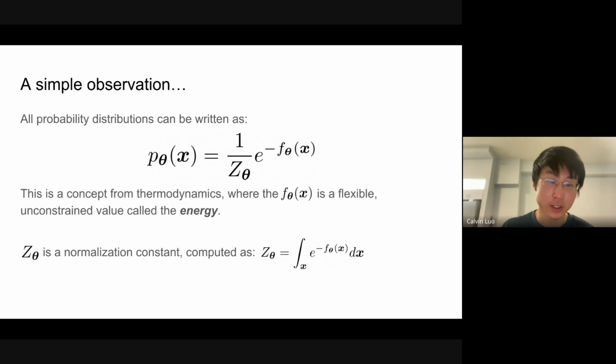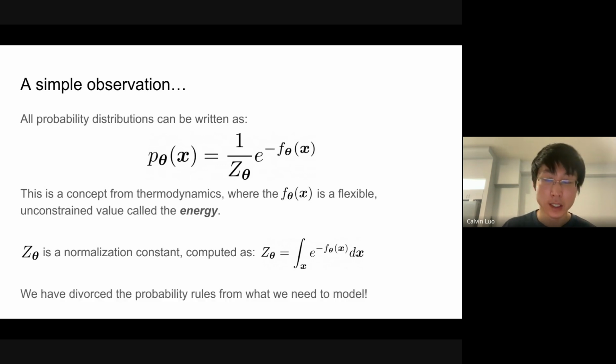And this reformulation is a concept from thermodynamics, rewriting a probability distribution in the following form. And once again, z sub theta is a normalization constant, which is just integrating over all possible inputs x to make sure that the entire thing sums up to 1.